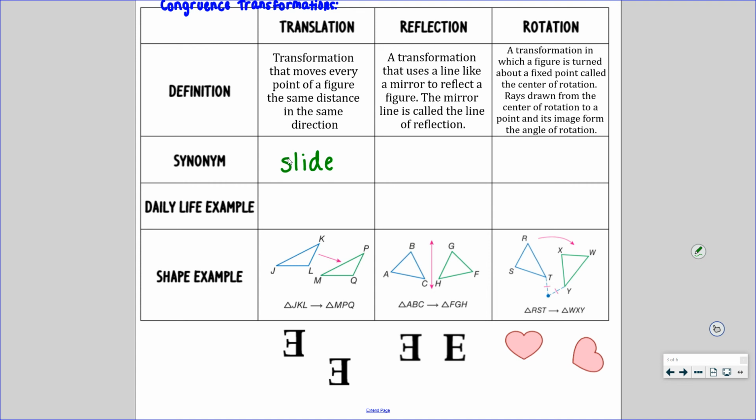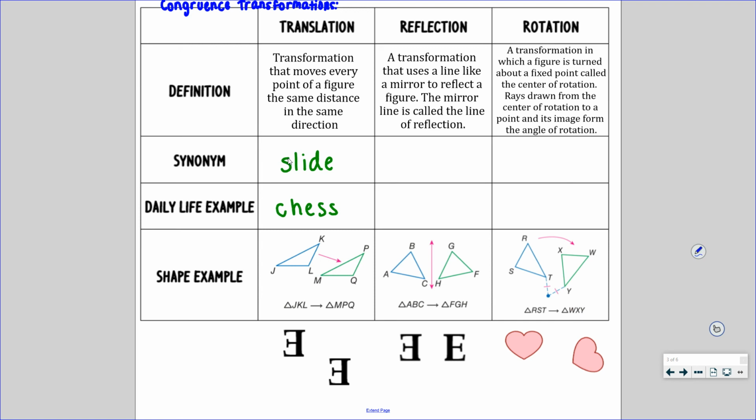A daily life example: anybody play checkers or chess? I like to think of chess because of how the pieces move. They can move in an L shape, right? That's a translation. When you're moving the game pieces on the board, does the size or the shape of the piece change? No, you're just changing it to a different position. The 2 pieces would still be congruent from the pre-image where it started to its image by just doing a slide, a translation.